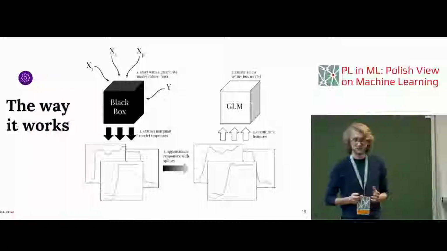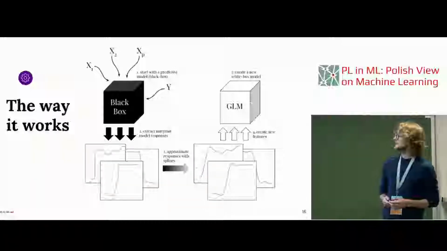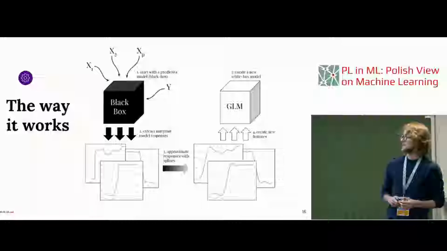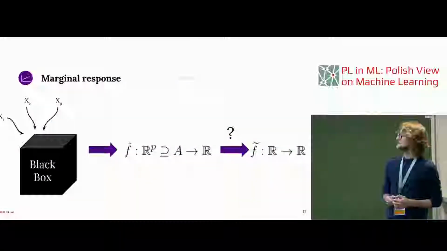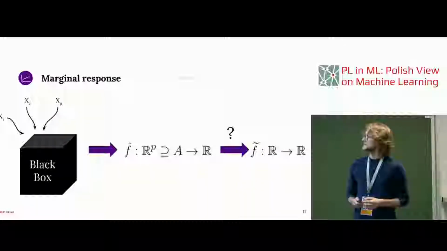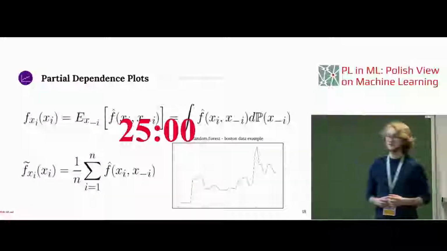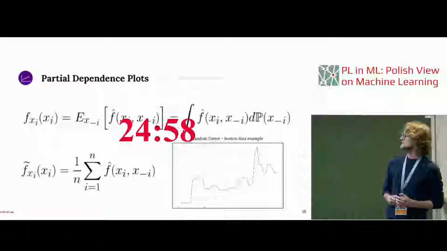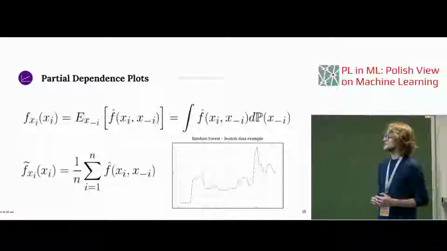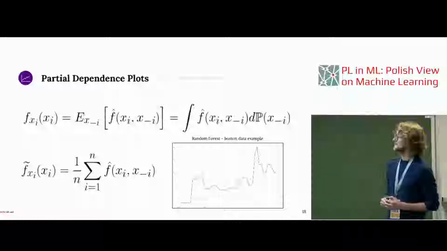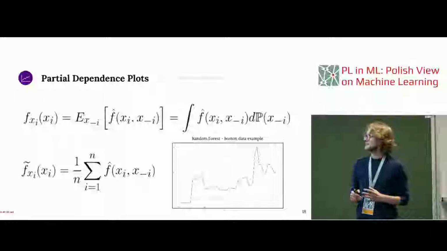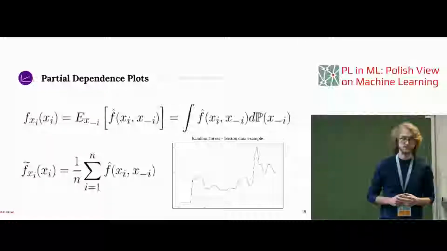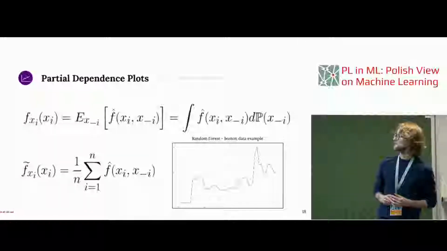But what are these marginal responses? Actually, xspliner uses two solutions. The first one is the partial dependence plot. This is the formula for that. It is just the expected value of the response function based on the marginal distribution over the remaining variables.